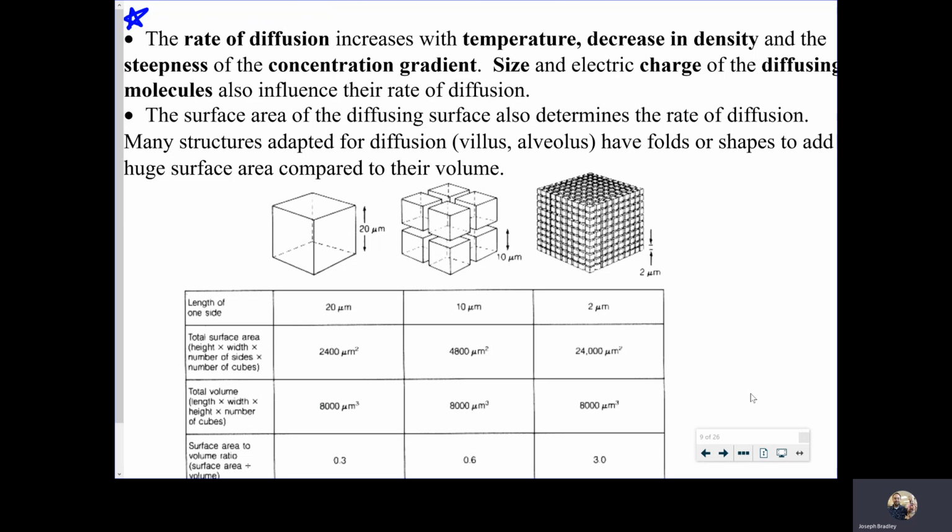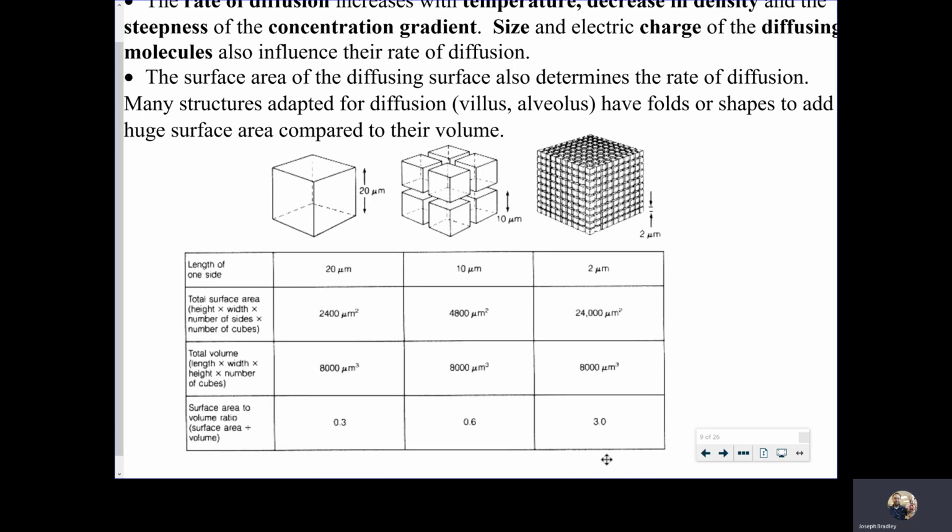The size of the molecule and the electric charge of the diffusing molecule will also have an influence on the rate of diffusion. So certain things will move more readily across the membrane than others. Surface area to volume ratio is the key in how fast something can move, and also ultimately determines how big a cell can get. So very, very tiny cells will have a higher surface area to volume ratio than larger cells. And as a result, more materials can diffuse through those cells.